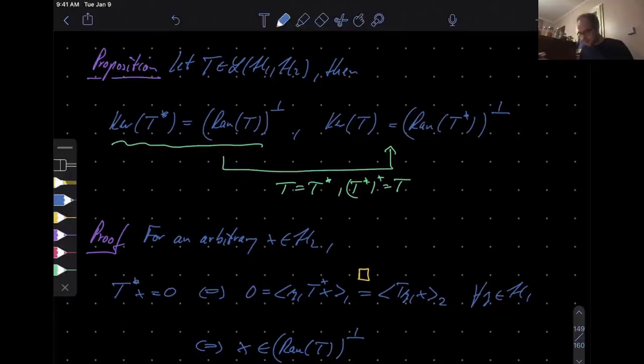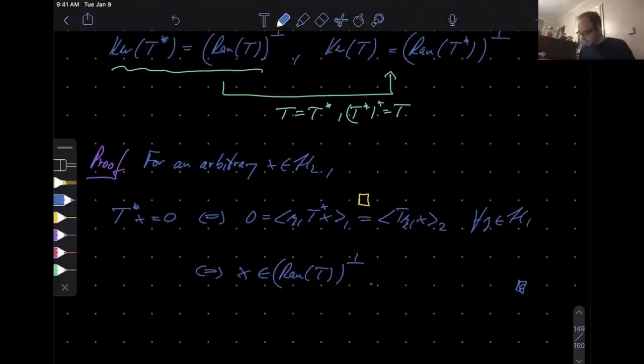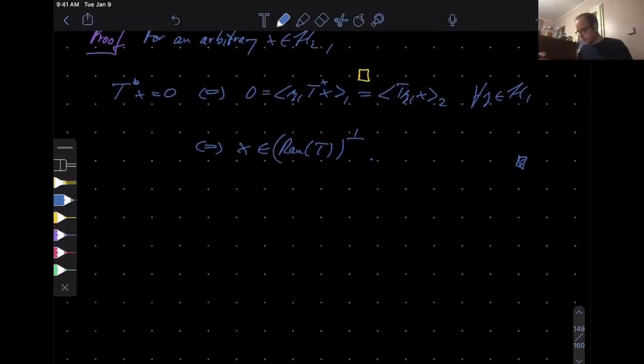This is precisely what happens when you're in the kernel of the adjoint, and the right-hand side is when you are in the orthogonal complement of the range. And that's that green underlined equation up there. All right, so that's it. Second claim, as I already explained up here in green, you get by replacing t by its adjoint. Good.